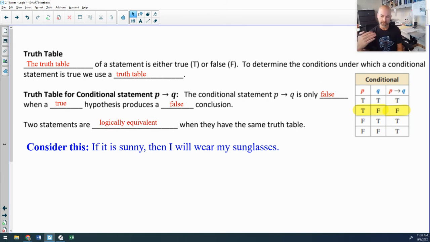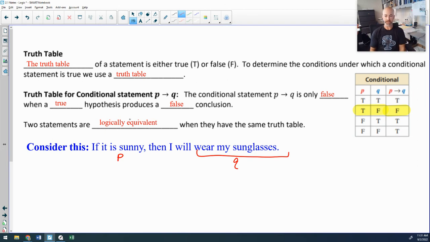And so the best way I can explain this, the truth table, is to consider the statement, if it is sunny, then I will wear my sunglasses. So right now, my P is it is sunny, and my Q is I will wear my sunglasses. That's my original statement. I'm claiming that every time it's sunny, I will wear my sunglasses. So let's say you see me outside, it is sunny, and so P happens, and I'm wearing my glasses. Q happened. Well, that supports my statement that if it is sunny, then I will wear my sunglasses.